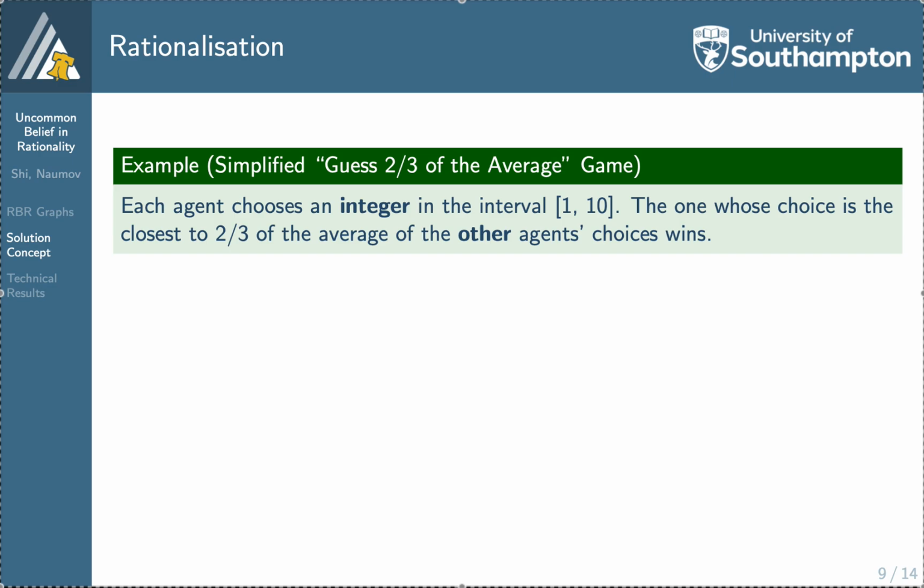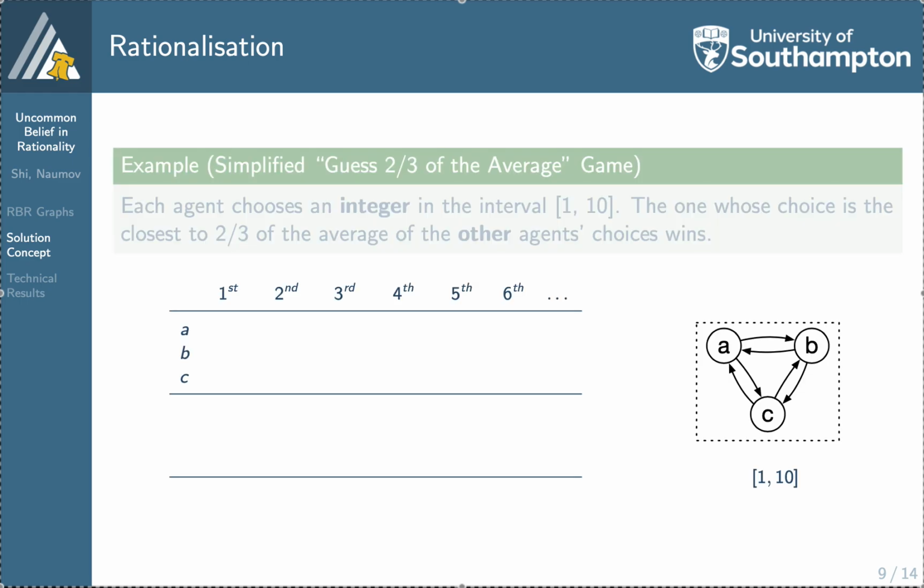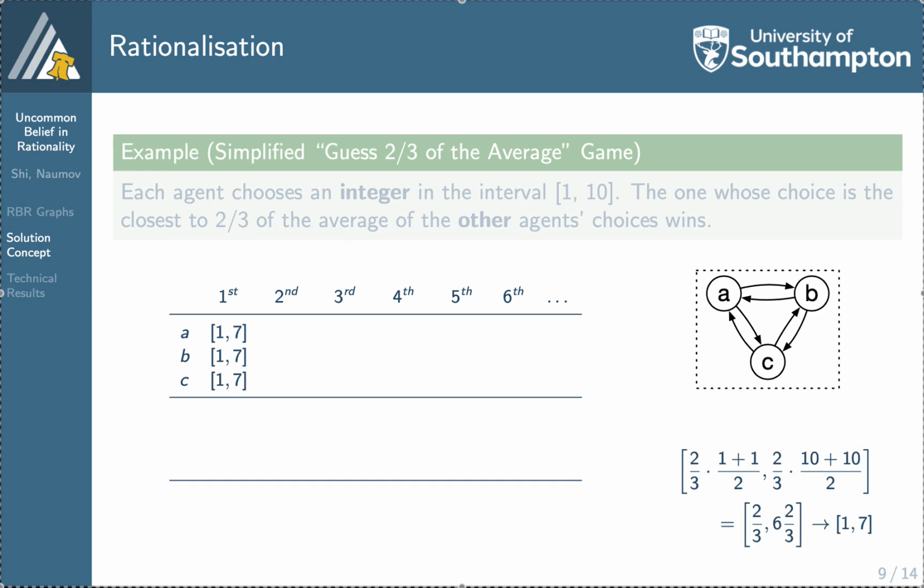The one whose choice is closest to 2/3 of the average of the other agents' choices wins. So for each agent, 2/3 of the average of other agents' choices is the target to approach. Let's consider the first case where RCBR exists among agents A, B, and C. The action space for each agent is the interval 1 to 10. So the target of each agent is in the interval 2/3 to 6 and 2/3.